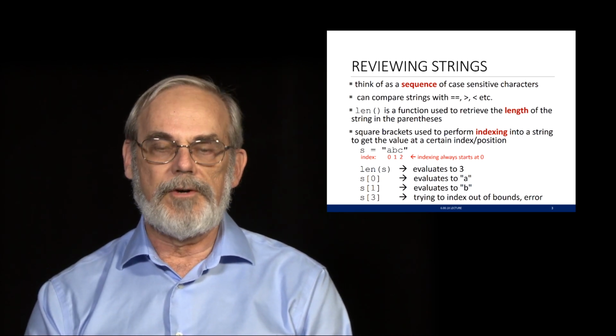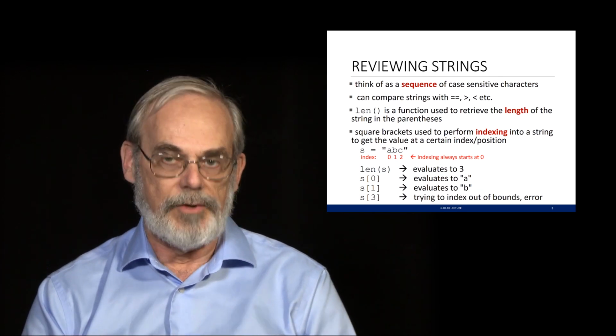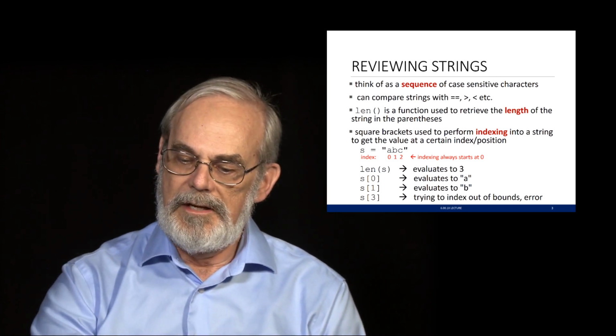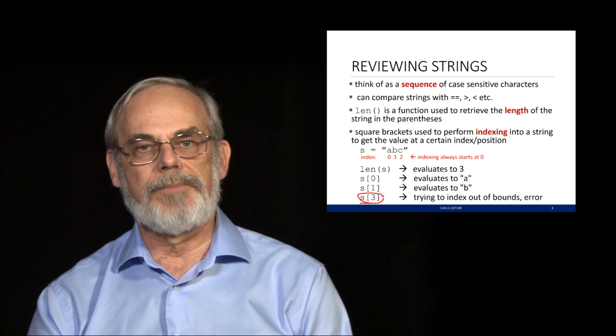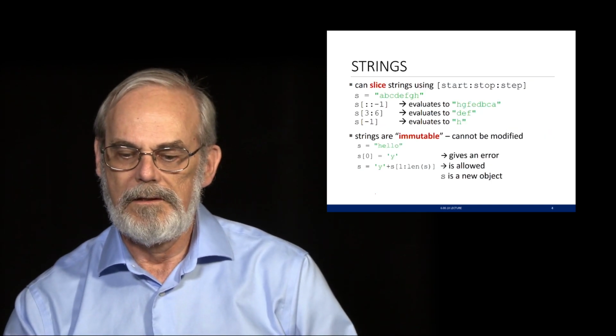And as we saw before, we can use square brackets to do indexing into a string. We can get the 0th element. Remember, it starts at 0. The first element, the second element. And if I have a string 3 long and I try and get something 3 or bigger, it's going to complain, telling me that I've tried to access beyond the end of the string.